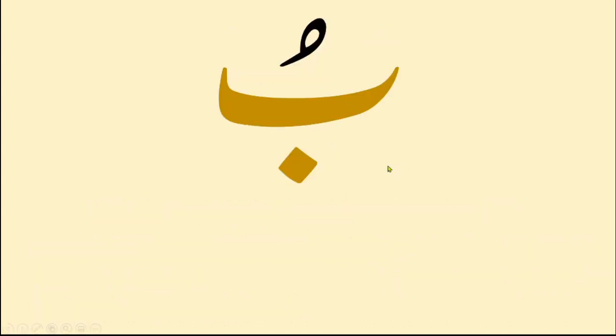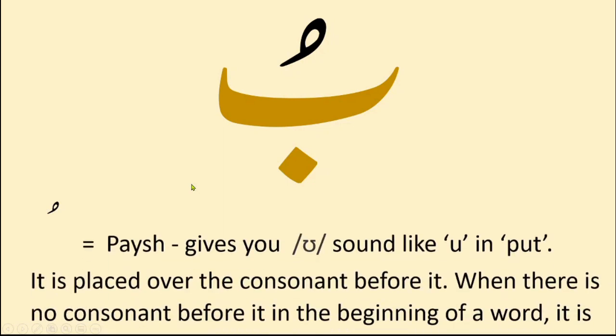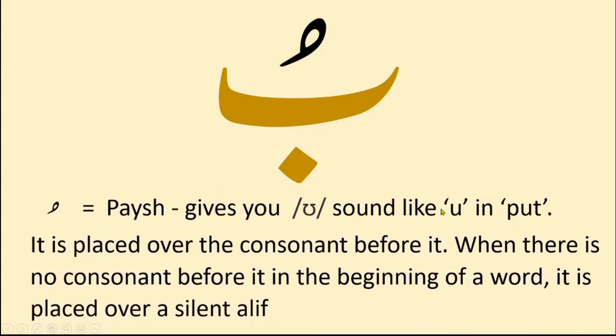Okay? Now, look at the third one. Slightly different shape, same size as zabar, same place as zabar. So that's our letter B, and this pesh is on top of it. And this pesh gives you U sound, like letter U gives you U sound in put. Again, it's placed on the consonant before it, and if there's no consonant before this sound, it's in the beginning of a word, then we need a silent alif, and that silent alif carries that pesh.